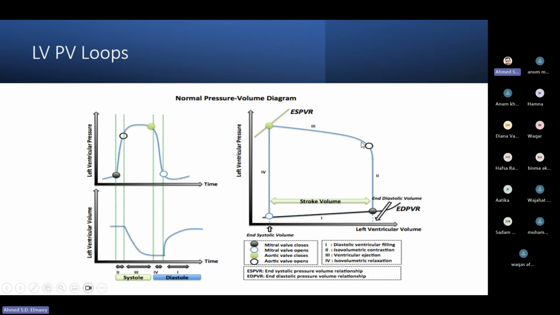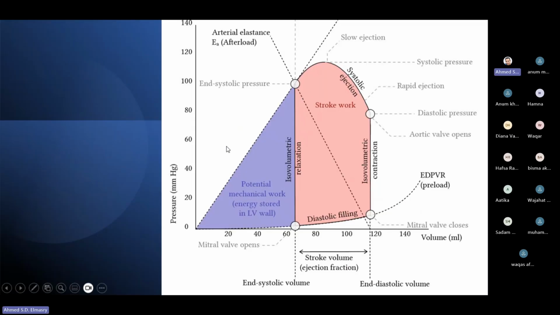and this phase is the isovolumetric relaxation phase, and this is the ejection systolic phase, and this is the isovolumetric diastolic phase. So as you see here, all the 4 phases of the cardiac cycle can be noticed here in the pressure volume diagram. And all the phases of the cardiac cycle are being demonstrated here. This is the diastolic filling phase, isovolumetric contraction phase, systolic ejection phase, and isovolumetric relaxation phase.